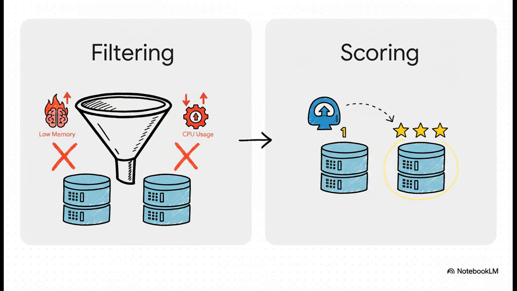Then comes scoring. Out of all the nodes that are left, it ranks them. Which one is the least busy? Which one is going to give this pod the best performance? The node with the highest score wins, and the scheduler officially assigns the pod to it.